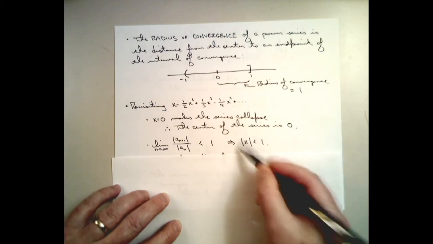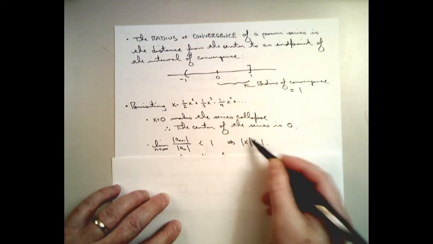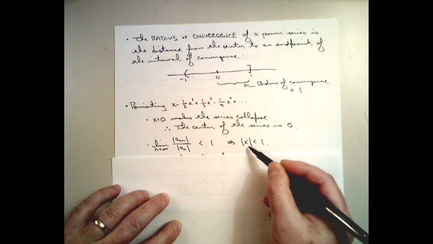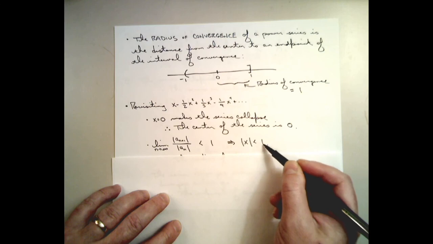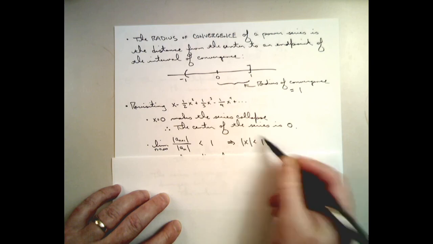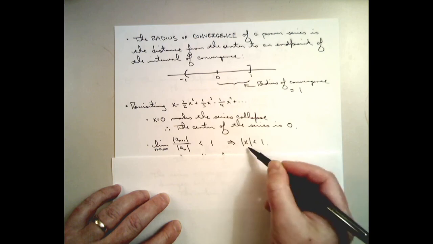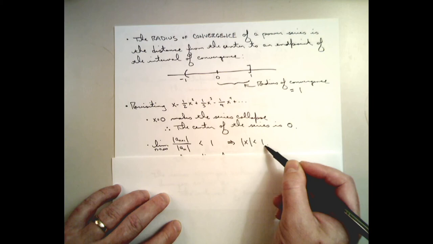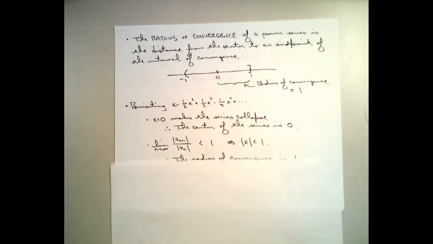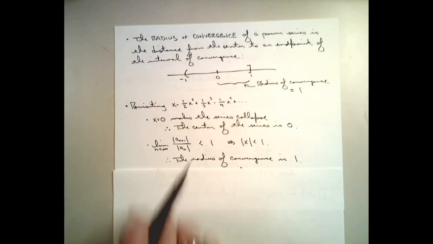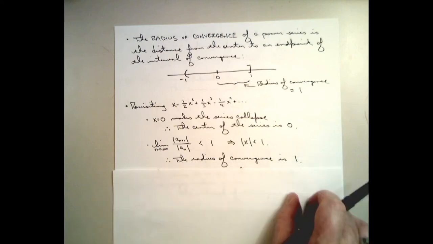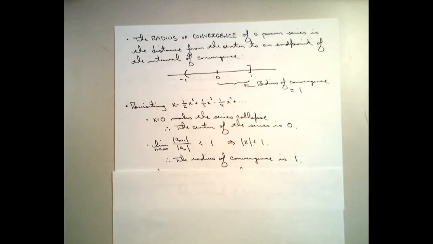Because after all, this is saying x is a number which is no more than 1 away from 0. Now think about that. That's another way to interpret this inequality. X is a number that is no more than 1 unit away from 0. So right away, that told me that my radius of convergence is 1. Had to be one of those 4 intervals that we discussed.